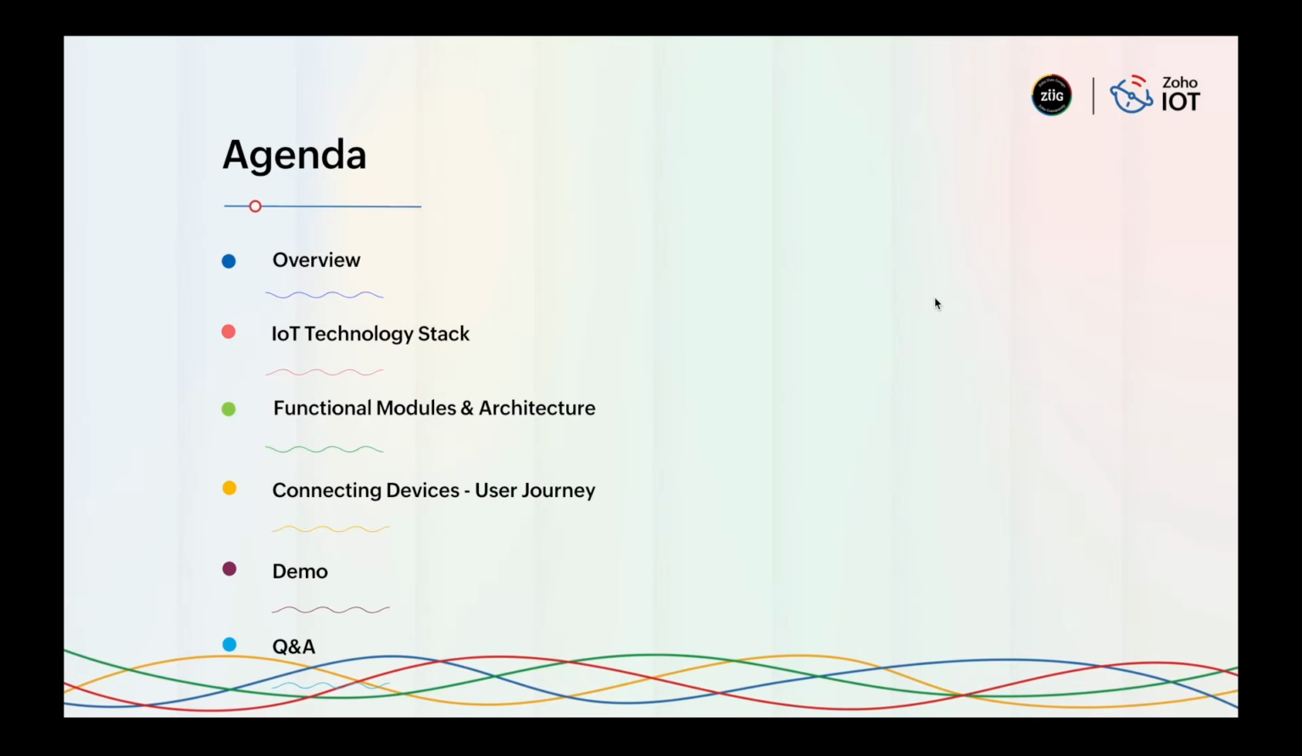So this is going to be today's agenda. First is a little recap overview about Zoho IoT: what, why, and so on. Then, in general, the IoT technology stack: what are the technologies involved end to end? And then the core functional modules and architecture. This is important before we dive into the devices part. Next would be connecting devices and the user journey involved. Followed by that, we have 3 demos with some of these devices that are interesting.